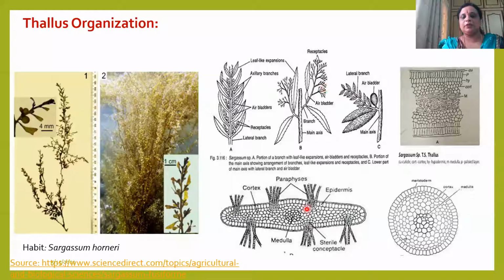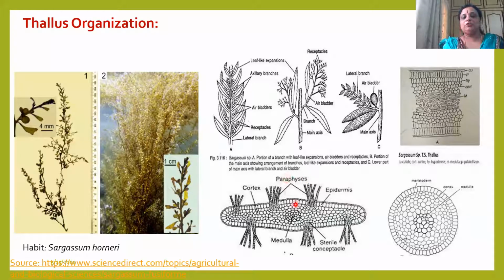So these are the receptacles where you can find the conceptacles inside them. This is one of the anatomy, the transverse section of the receptacle, where they carry sterile conceptacles. Sterile conceptacles are the ones in which no sex organs or gametes have been formed. Such conceptacles are called sterile conceptacles. They are flask-like structures, and from this flask-like structure, sterile multicellular hair-like structures arise. Those hair-like structures are called paraphysis.